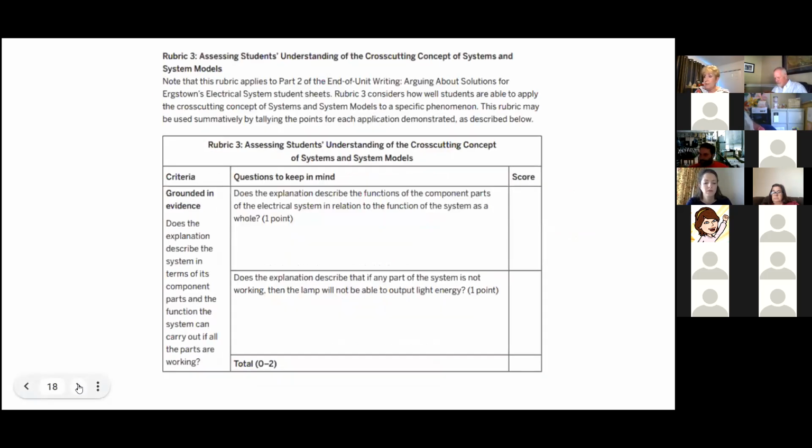And then rubric 3 is looking at their understanding of systems and system models. If in their writing, either in the first design argument or within those short answer questions, they show an understanding of the fact that the parts of an electrical system have to work together for the whole system to work and for them to have electricity, then they get 1 point. And if they show an understanding that if any part of the system is not working, the lamp from part 2 won't be able to output energy, then they get a point. So they have a possible 2 points if they show understanding of systems and system models here.